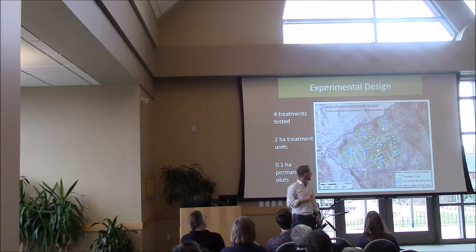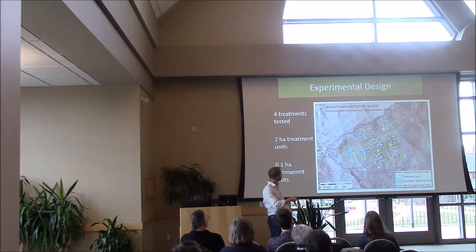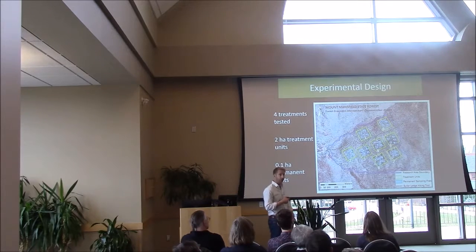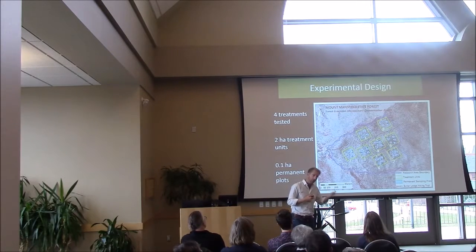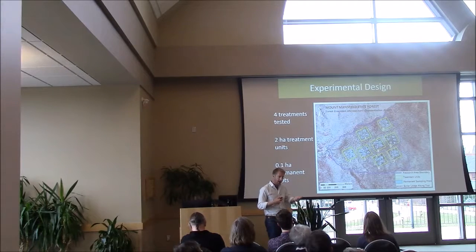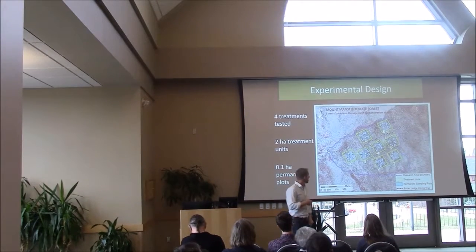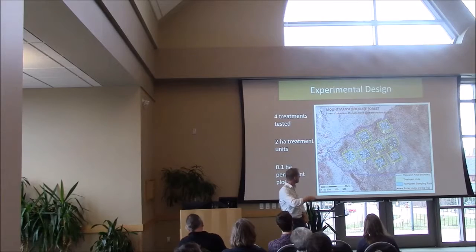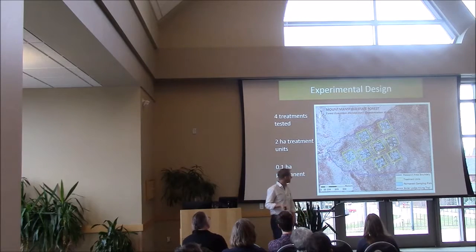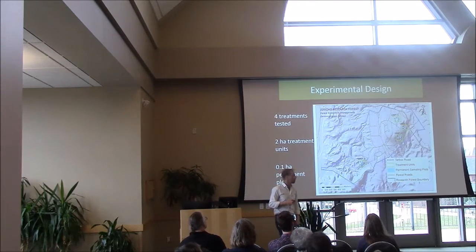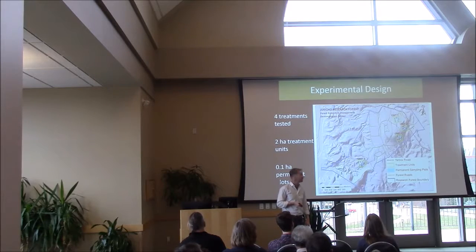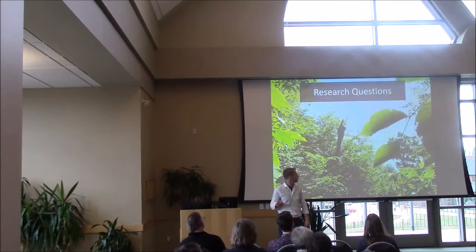Okay, so the study is implemented at two main research areas. The primary one is this one on the side of Mount Mansfield, where we have 4 treatments in place: single tree selection, group selection, structural complexity enhancement, and controls. Each of those is replicated twice in a randomized block design, and then we have a partial replication of the experiment at the Jericho Research Forest: 2 controls and 2 more units of the structural complexity enhancement treatment. That's where the data come from.